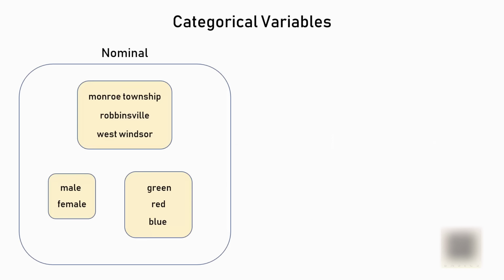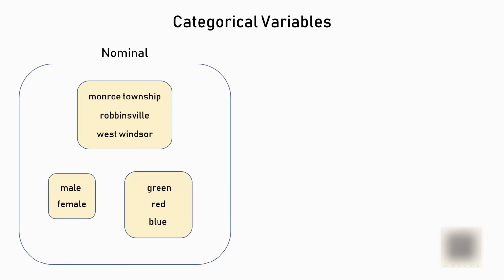These variables are called categorical variables, and the name of the township that we are dealing with, they are called nominal variable. All right, so in categorical variables, there are two types. First is nominal, where the categories don't have any numeric ordering in between them. They don't have any order relationship between each other. Other examples of nominal variables are male, female, or the name of the colors.